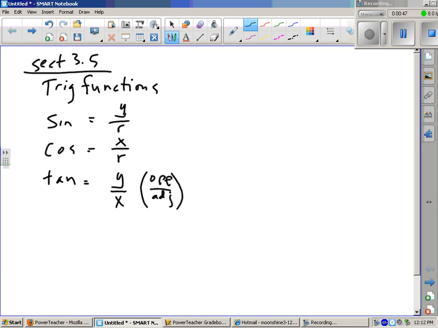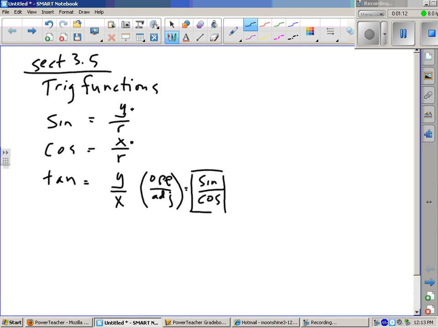And you can also think of it as, see how this is y and this is x? You could think of it as sine over cosine. So there's 3 ways to think of tangent: y over x, opposite over adjacent, or sine over cosine. This is the one that I'll be using quite a bit as we move on through this stuff.